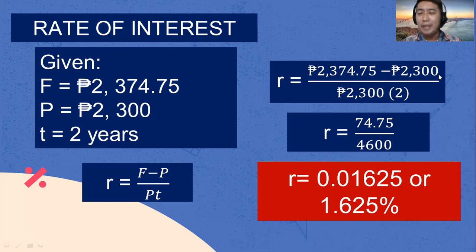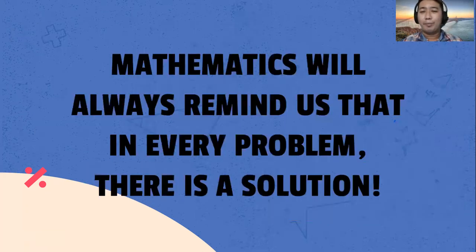As you can see, we subtracted 2,374.75 and 2,300, and this is the amount of interest divided by 4,600, and this is the rate of interest 0.01625 or 1.625%. Just simply multiply 0.01625 by 100 or move twice to the right, and that is the answer. I hope that you were able to follow the processes.